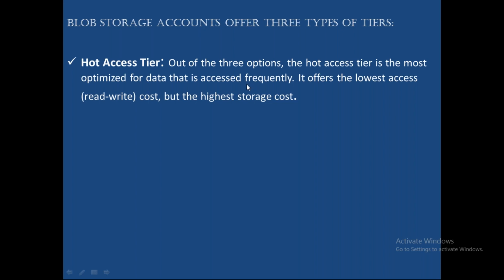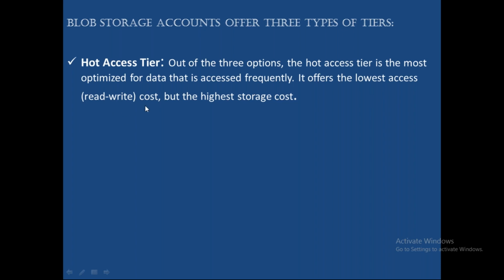For example, we have some file which you are going to verify daily, like your daily task. You need to check what the daily task is. That particular file you need to verify every day, meaning that file is accessed very frequently, at least once every day. Such types of files you need to store in the hot access tier. It offers the lowest access cost.